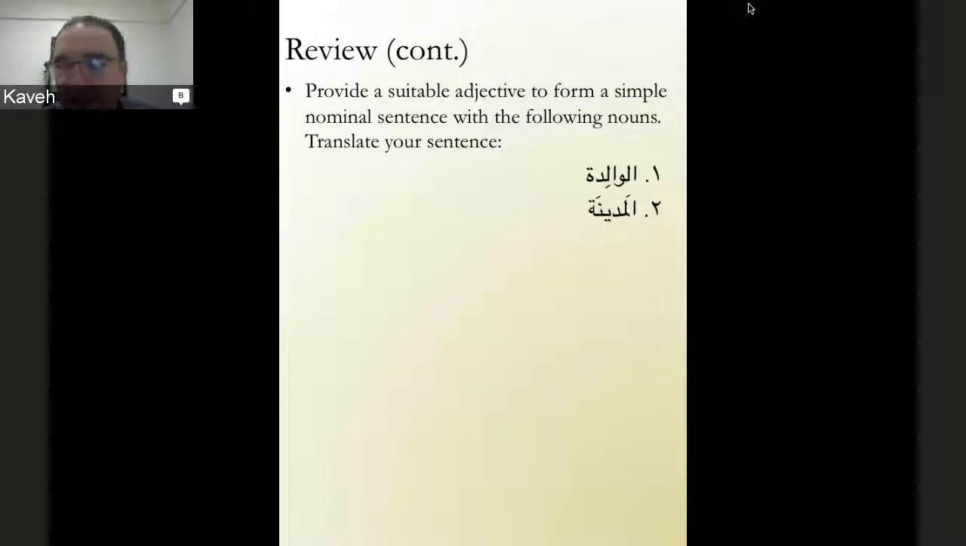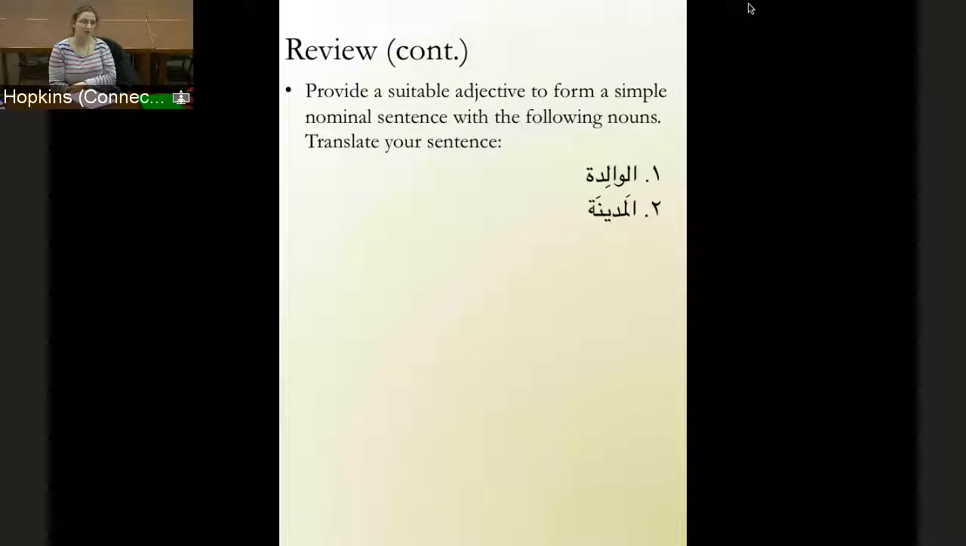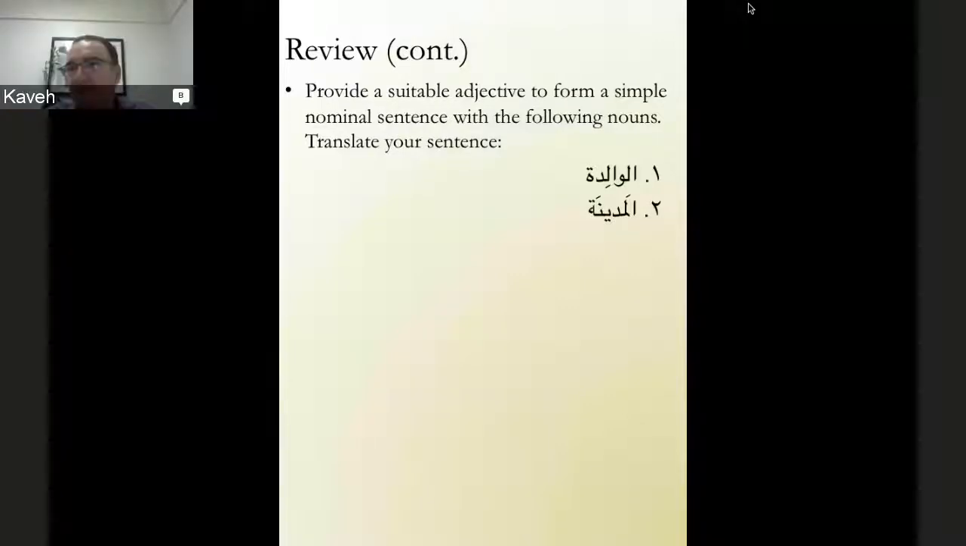Let's use the same adjective. I was going to do Al-Madina Francia. Al-Madina Francia. Excellent. The city is French. The city is French. Al-Madina Francia. The city is French. All right. The point is, you need to have that adjective match in gender with your subject.